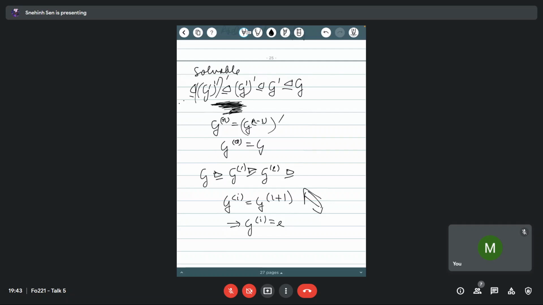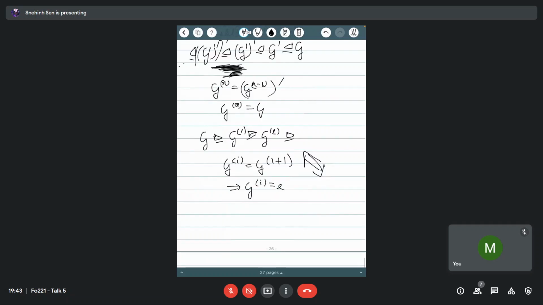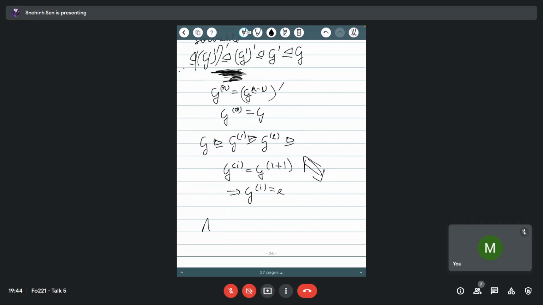Perfect. So for the motivation, let's just look at one small example maybe. For abelian, it's obvious. If G is abelian, what is G prime? It is the subgroup generated by 1, because every commutator is 1. So what is this? It is the trivial group. Exactly. What about S3?